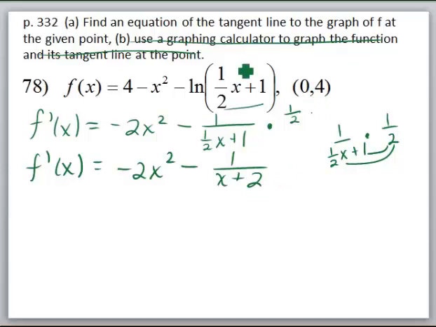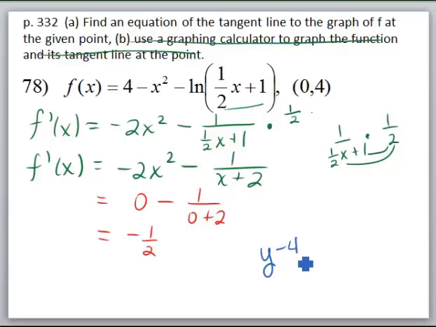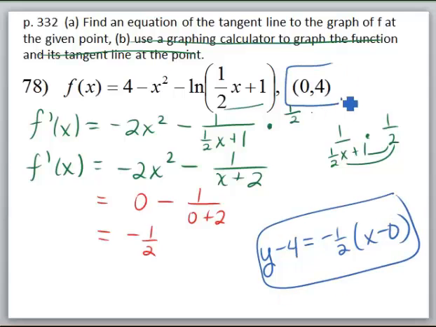Then what I can do is plug in 0. Now you could have plugged in 0 up here and got the same answer without simplifying. We'll end up getting 0 minus, plug in our 0 here for our x, and I end up getting a negative 1/2 for the slope of the line. So the equation of this line would be y minus 4 equals the slope negative 1/2 times x minus 0. Again, I was using this point to find the equation of the line.